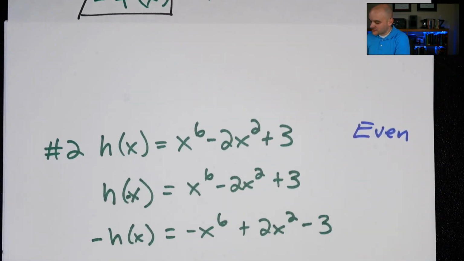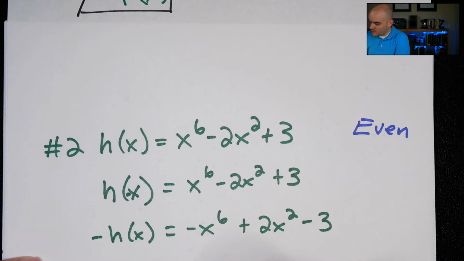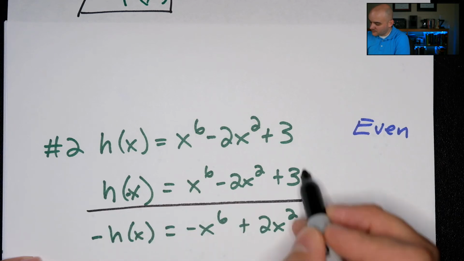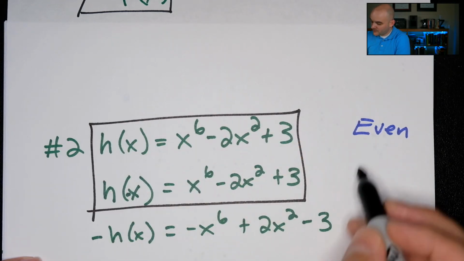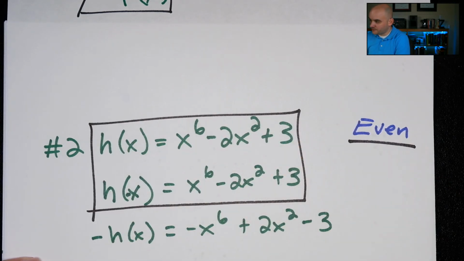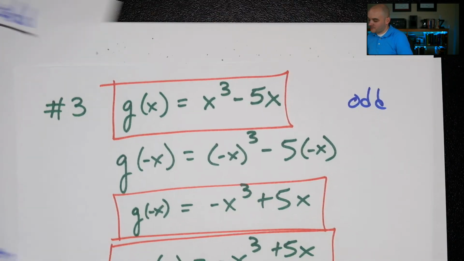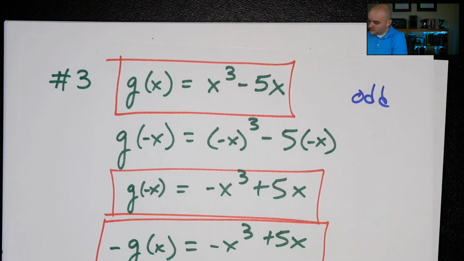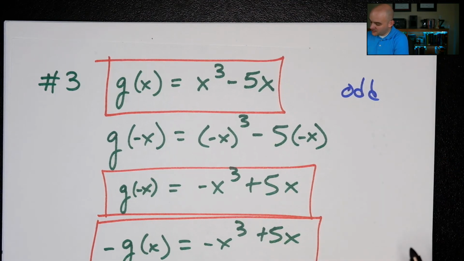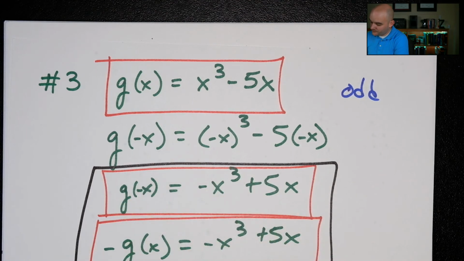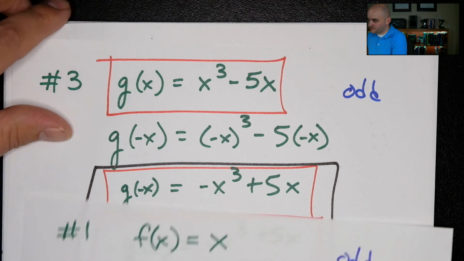Let's go to the next one. Are any of these the same? Well, that one's got a minus, plus, plus, minus, minus. These two are the same. And we said the function was even. All right, let's look at number 3. So number 3, we said it was odd. Notice that these two right here are the same. Go back and look at the odd function over here from number 1.